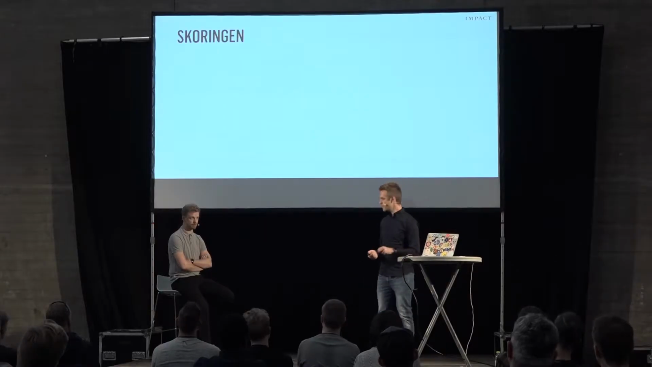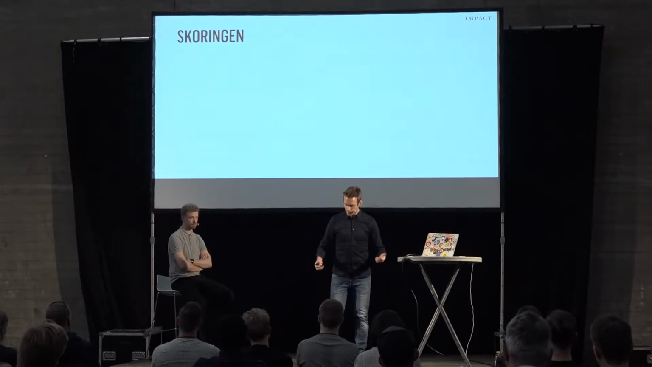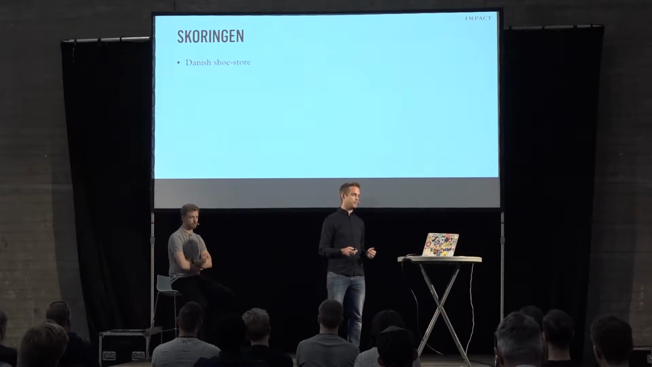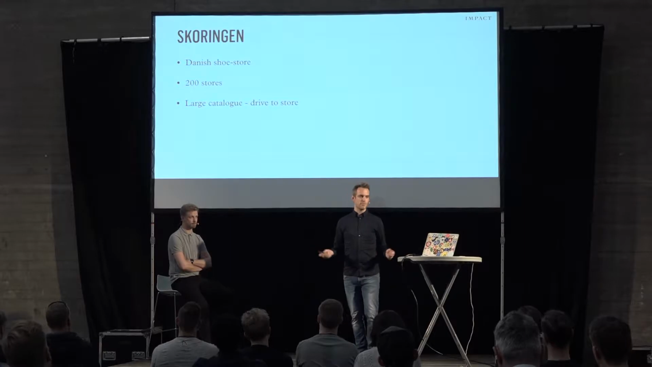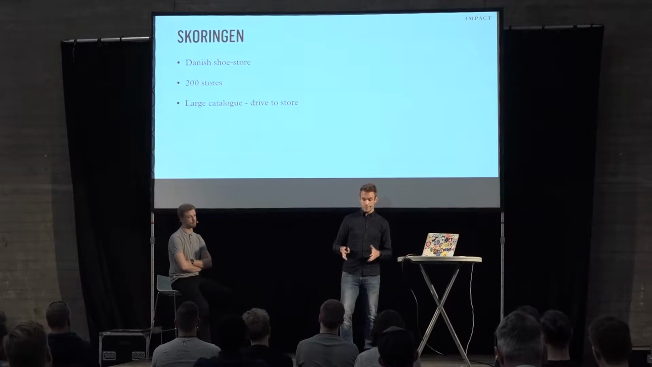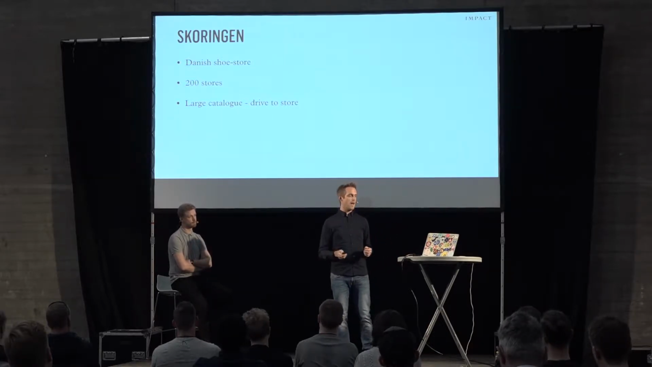The case that we're going to go through is Skoringen. Skoringen is a Danish shoe supplier or shoe store. They have 200 stores all over Denmark, and a really large catalog of products, so lots of different shoes, and all of them are, of course, in different colors and different sizes. So it's a pretty complex product model, and because of all the physical stores, a lot of what they wanted to do was use the website for inspiration and then drive people to actually go buy the shoes in the stores.